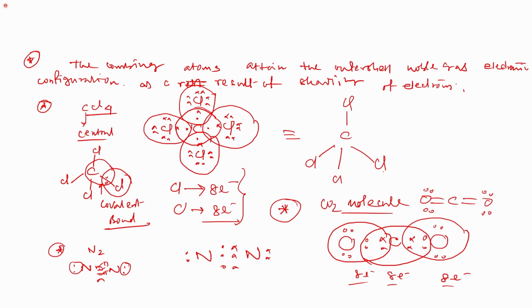Now they are forming the triple bond, so we need the 6 bonding electrons. So here if you see, these are the 6 bonding electrons shared by this one nitrogen atom, and these are the 6 electrons shared by the other nitrogen atom. So this also has 8 electrons, this also has 8 electrons. So the valence shell has 8 electrons, 8 electrons, and they are forming the octet rule.